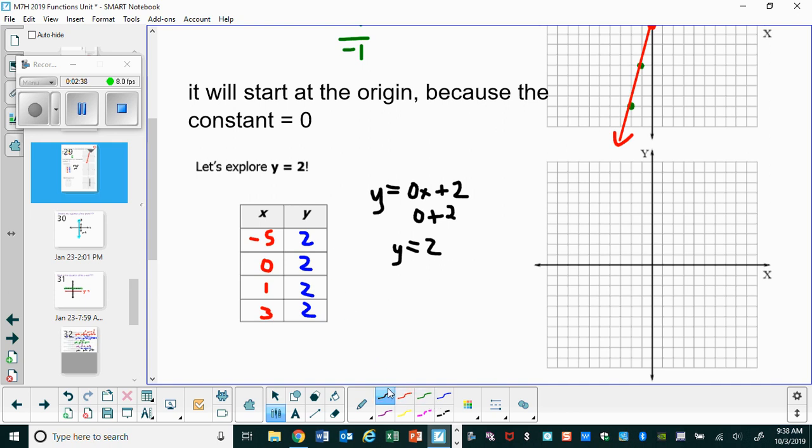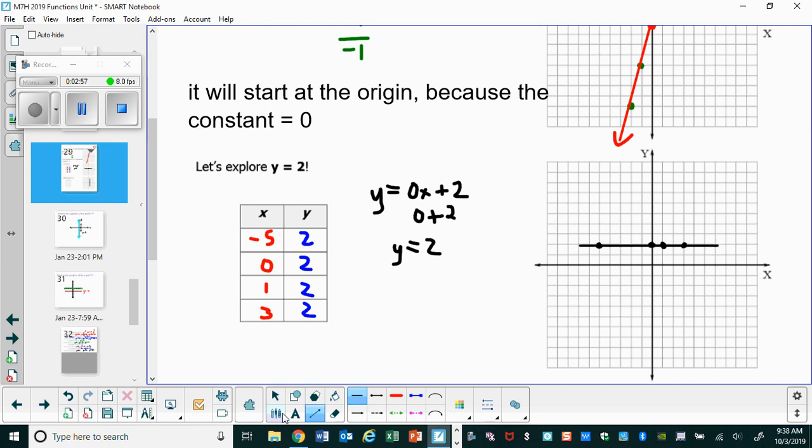And when we come over here and now plot the points, it's like saying, okay, I can go back 5, up 2. I could have 0, 2. I could go over 1, up 2. And then if I move over 3, up 2. And of course, when we connect now, we'll see a straight line.